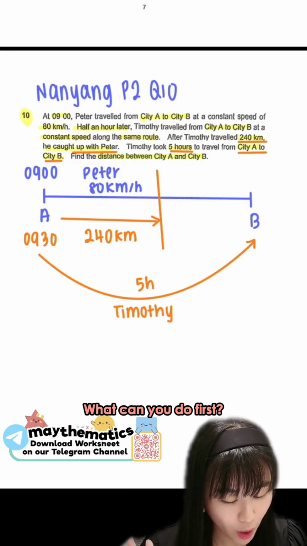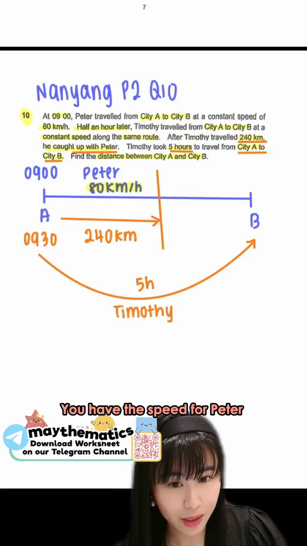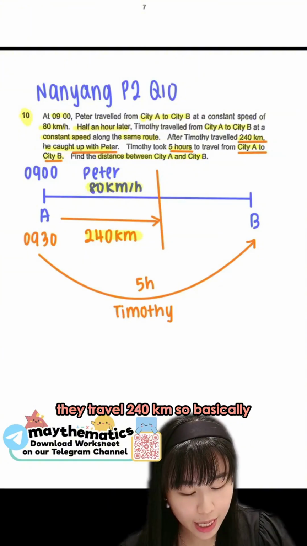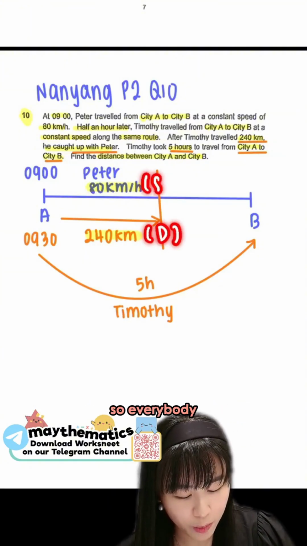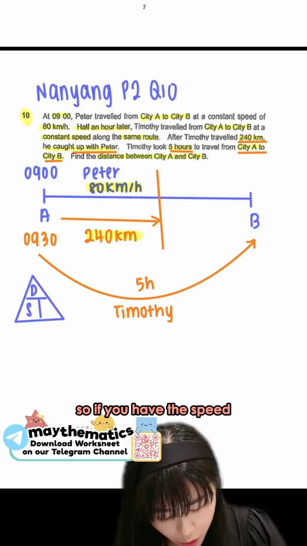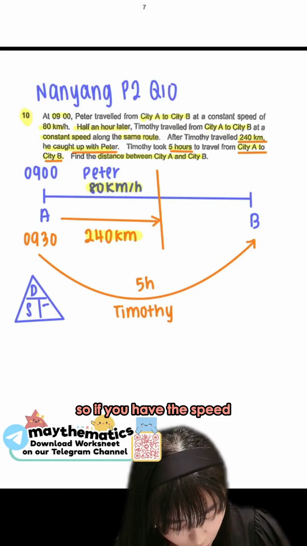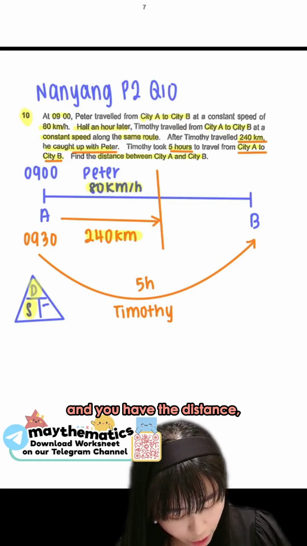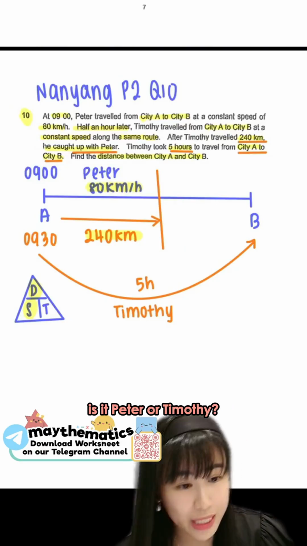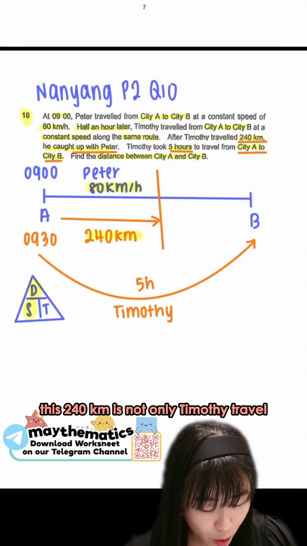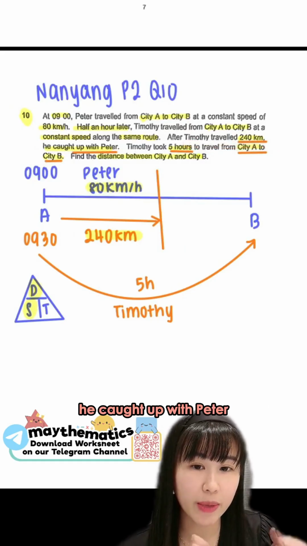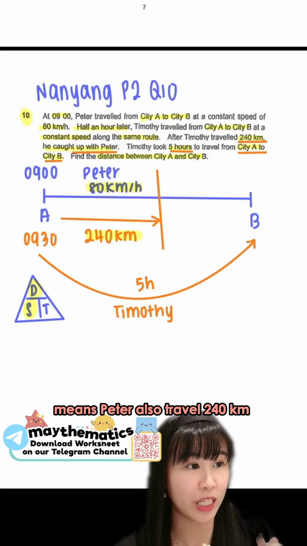Timothy. Okay, what can you do first? You have the speed for Peter, and you know when they meet, they travel 240 km. So basically, you have the distance and you have the speed. So everybody, what can you find and who can you find? Remember your DST triangle? If you have the speed, 80 km per hour, and you have the distance, time, very good. Whose time can you find out? Is it Peter or Timothy? Peter, right? This 240 km is not only what Timothy traveled. When Timothy traveled 240 km, he caught up with Peter, means Peter also traveled 240 km so that they can meet.